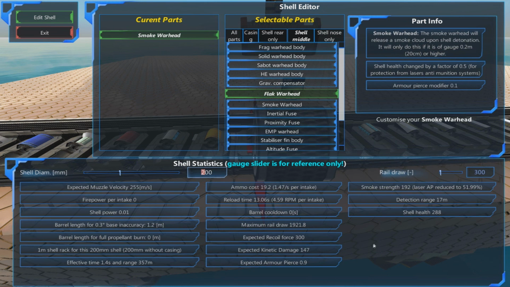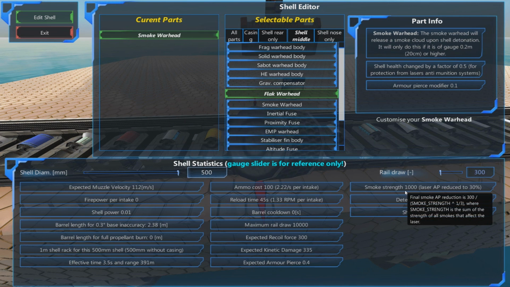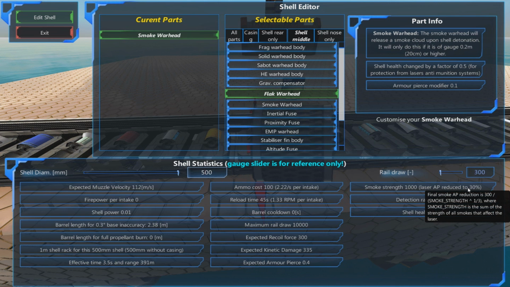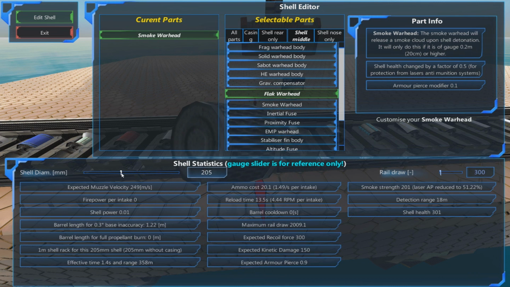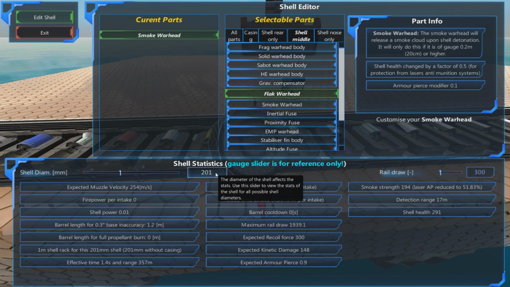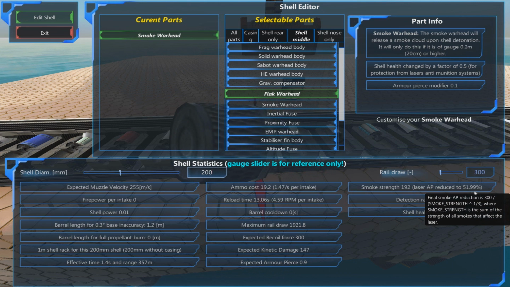So if we jump this up to 300, smoke strength 192, now it's 399, and 400, 669, all the way up to 1000, and that reduces the armor penetration of lasers. So, what? Oh, right. It reduces it to blah. So, minimum strength smoke on an APS shell reduces laser AP to 51.99%.